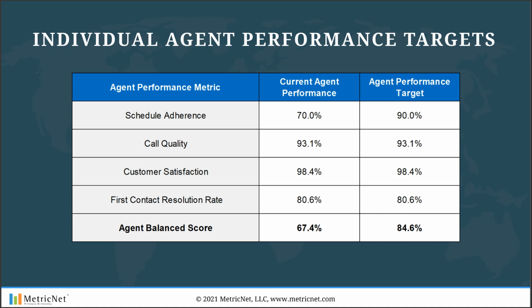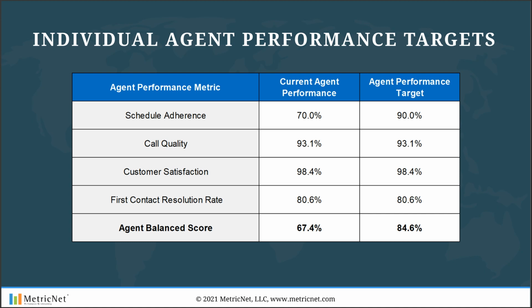This is an indication that they're either showing up late for work, or they're not logged in when they're supposed to be logged in, or they're taking breaks that are longer than they're supposed to. Schedule adherence is critically important. And although this particular agent is doing well on the quality of calls, the customer satisfaction, the first contact resolution rate, it's really difficult to meet the Erlang demands of an environment like this without good schedule adherence. This number ought to be at least 90. That's why their target is set at 90%.